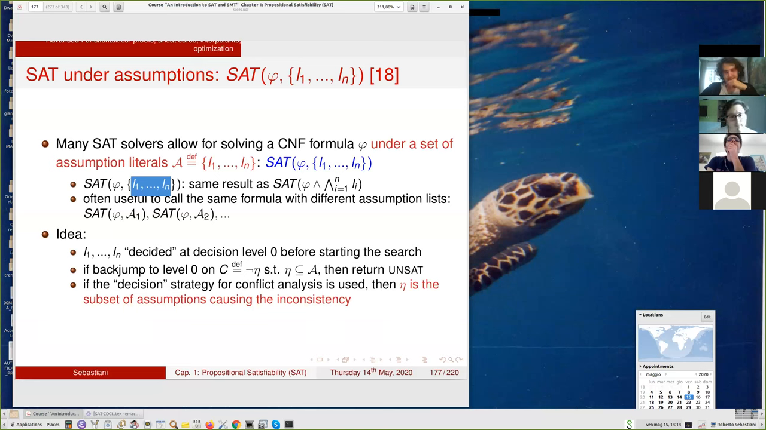When you jump to level zero, assuming you have used a decision strategy, but this assumption can be very simply overcome, because when you have reached level zero, also with a different strategy, say first UIP, at this point you can do a further conflict analysis and try to identify the assumptions. Instead of stopping at the first UIP, you can go ahead until you identify all the original decisions.